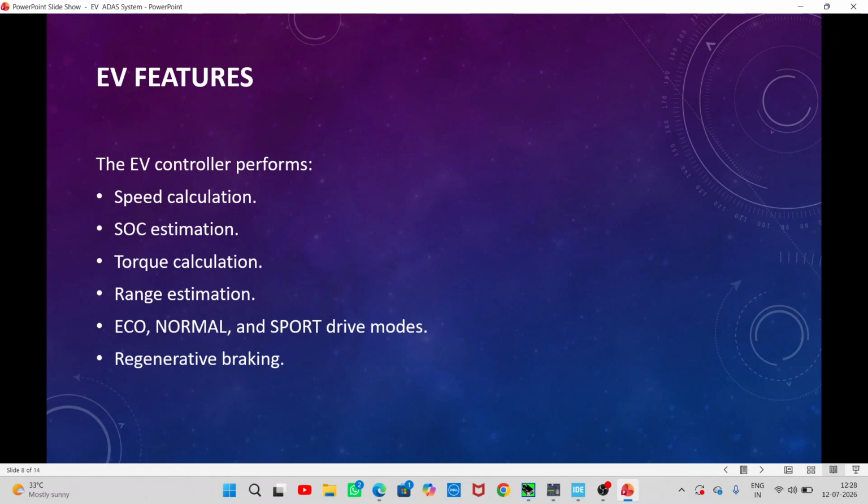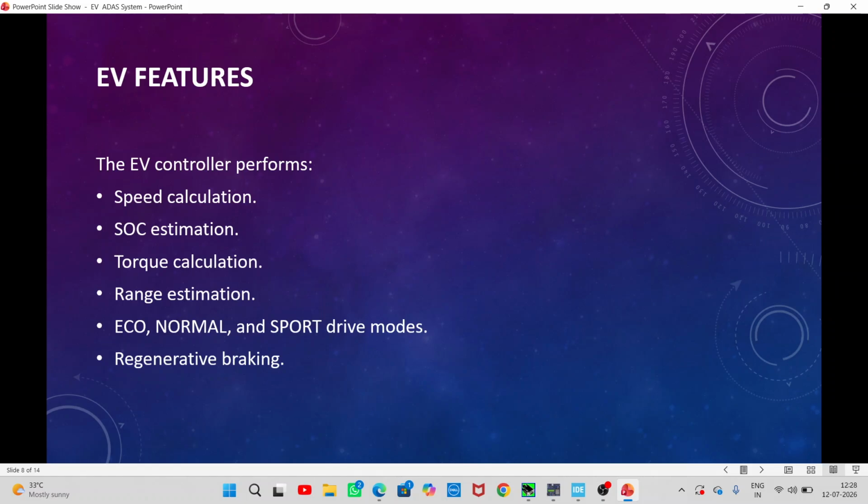Okay, and also, negative torque will be created when the brake is applied. By using this negative torque, the SOC, the state of charge, will slightly increase. That means the battery is also charged during regenerative braking. That's why this comes under the name regenerative braking.